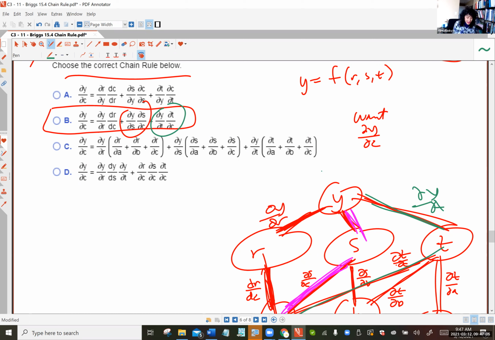This letter C, holy guacamole. I mean, that's a hot mess. No way. That's all I'm going to say about letter C. That's a nightmare.